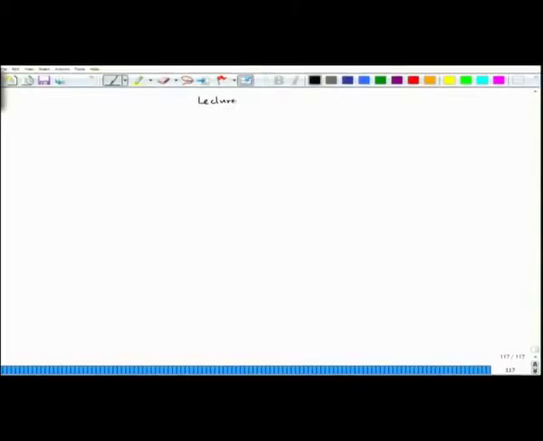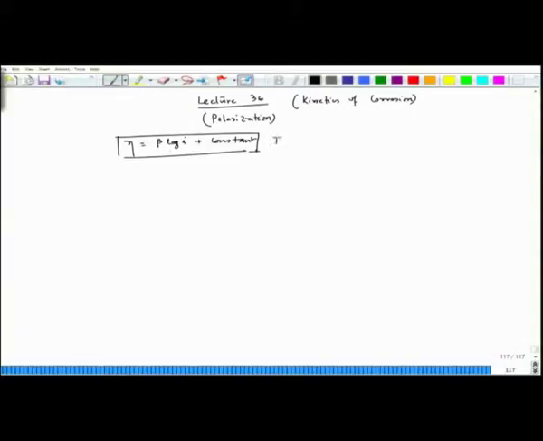So, let us begin lecture 36. We will continue our discussion on polarization, which is part of kinetics of corrosion. Now, there we have seen that this particular equation is a Tafel equation.